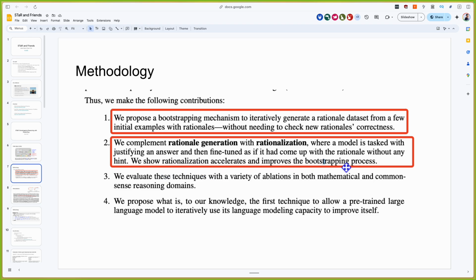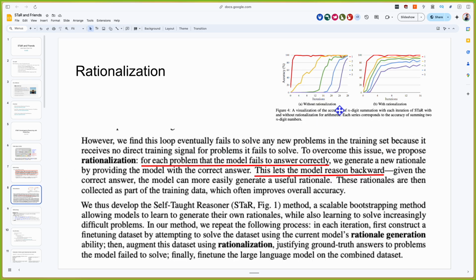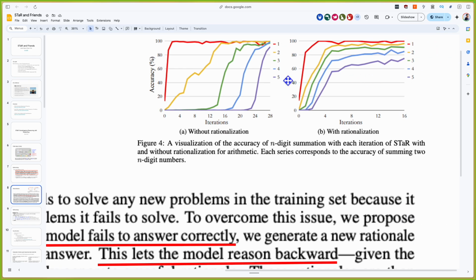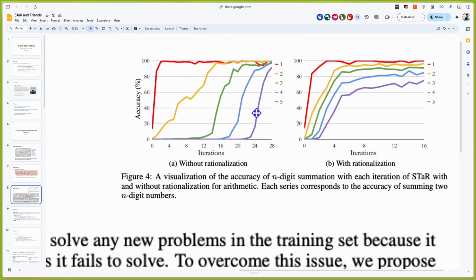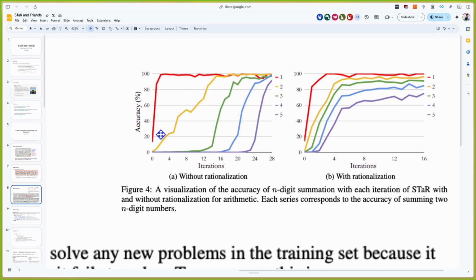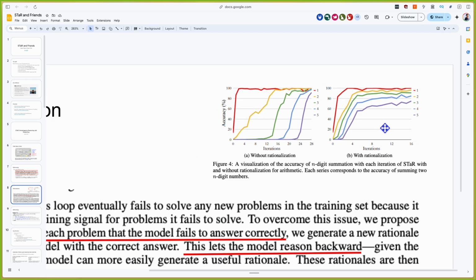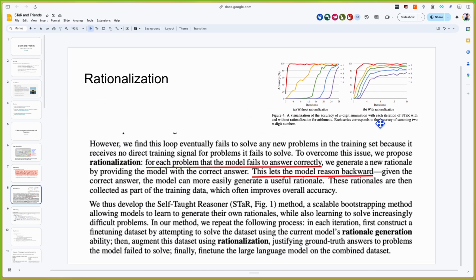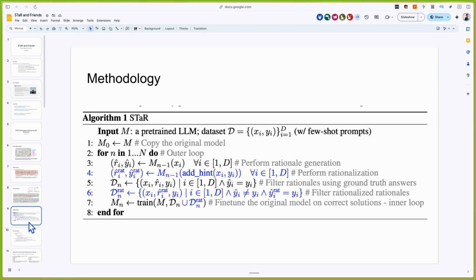Rationalization accelerates and improves the bootstrapping process. So we have a little chart here showing the STAR without rationalization on an addition problem of n digits, and showing that with rationalization it actually gets training a lot faster than without. So this is a pretty effective idea, I think, and we'll see how to improve on that later.